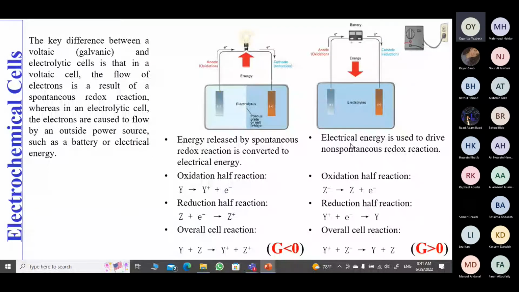In electrolytic cells, we add energy. We put in an external source of energy for the reaction to actually take place. We have to add that energy for the actual reaction. And usually the reaction, again, is non-spontaneous and the free energy of the reaction is greater than 0.